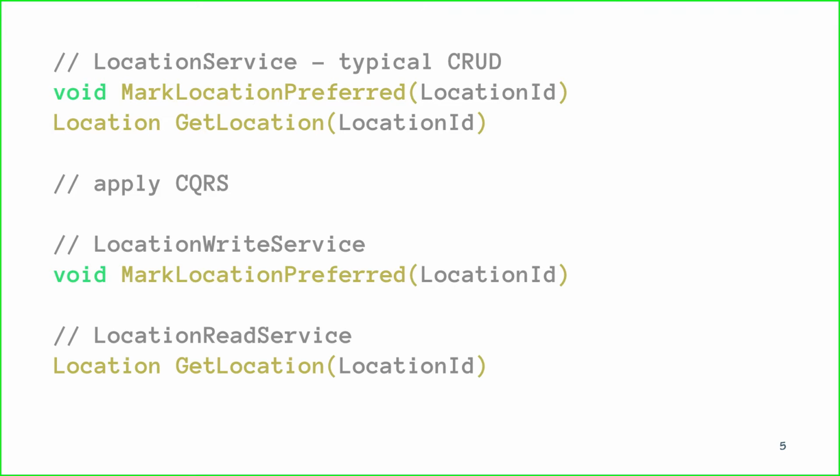So think of your typical CRUD service here. At the top, let's say we have this location service, and that has mark a location as preferred and get a location. That's your typical service that you would see. If you were going to apply CQRS to that, you would split that up into two different services. You have your write service for mutating the data, mark location preferred, and then you have your read service, which is actually retrieving the data.